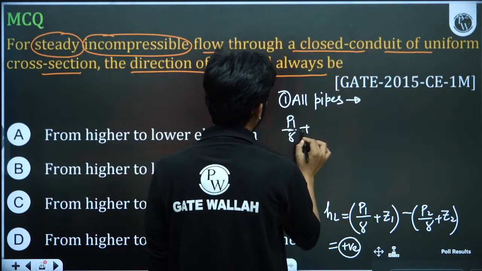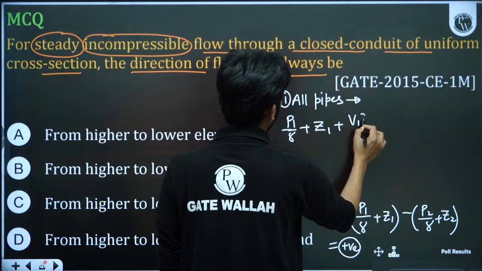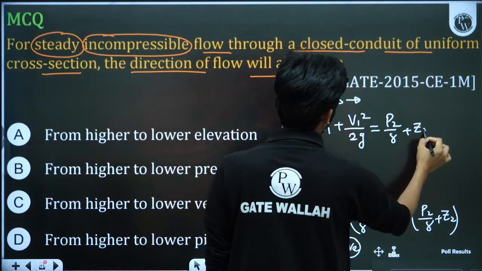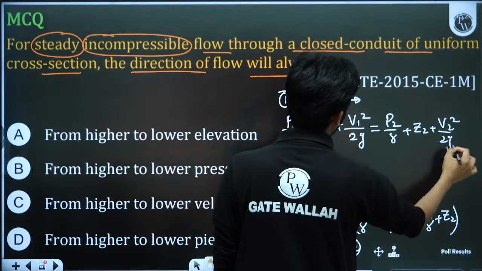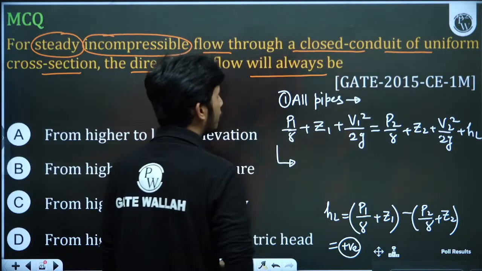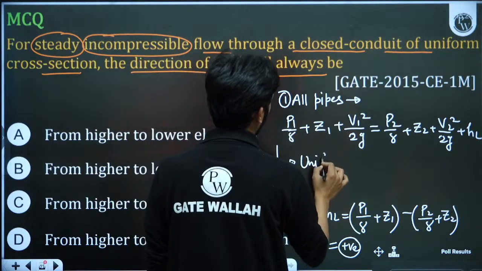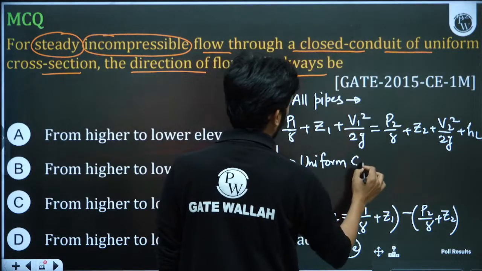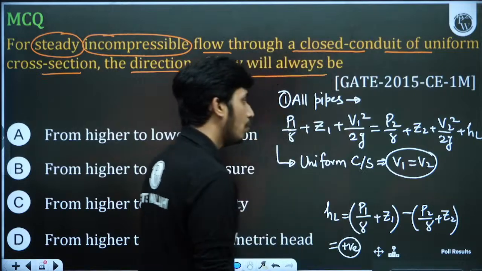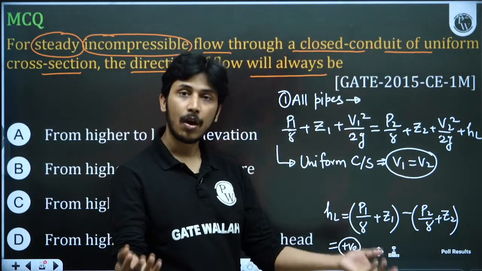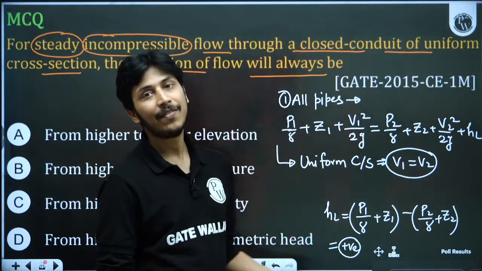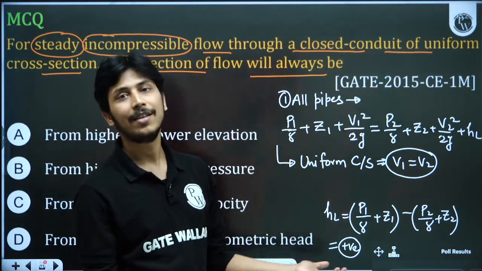P1 by gamma plus Z1 plus V1 square by 2g is equal to P2 by gamma plus Z2 plus V2 square by 2g plus HL. Okay, one condition is given. What is given? Uniform cross section means V1 is equal to V2. So this V1 and V2 thing will cancel out. When it cancels out, Z1 and Z2 remain. It is not given that Z1 and Z2 are equal. That is why we are not cancelling them out.